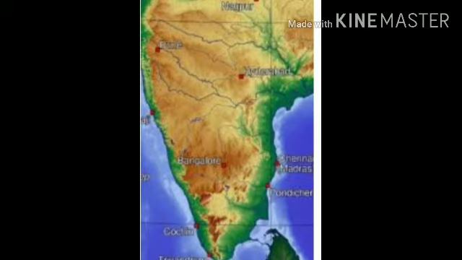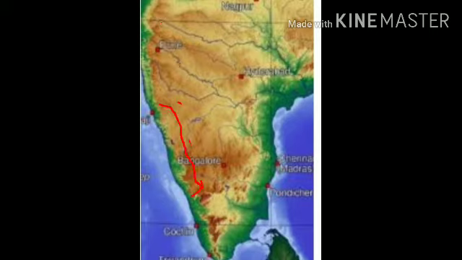A narrow area between Western Ghat Hills and the Arabian Sea is known as Western Coastal Plain. And we can divide this coastal plain into three sections. The northern part of the coast is called Konkan, that is from Mumbai to Goa. Means the part of the western coastal plain from Mumbai to Goa is known as Konkan.